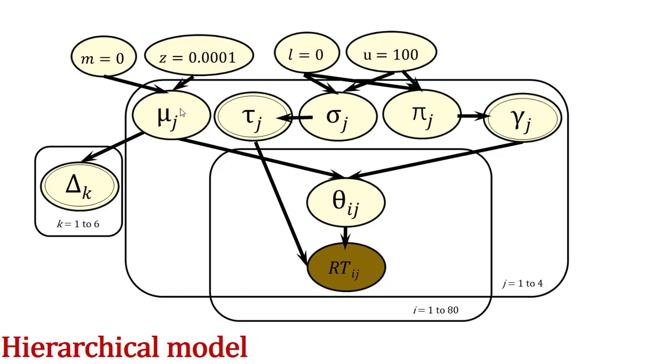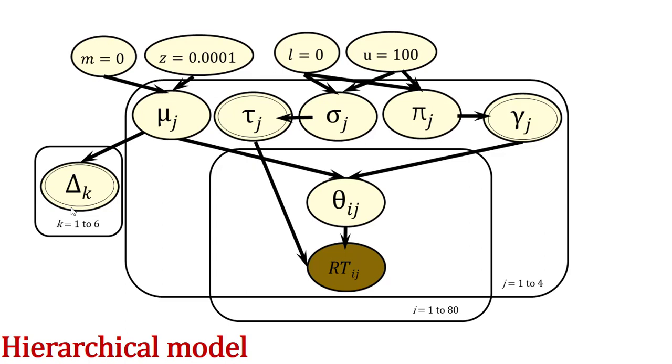So we are going to have the mu is the parameter that we are very interested in, J. So we've got 4 mu's, and delta K we have is in the K plate, so we have 6 deltas. So the mu's will represent the means of the conditions, and the deltas will be the difference, the contrast between the mu's.